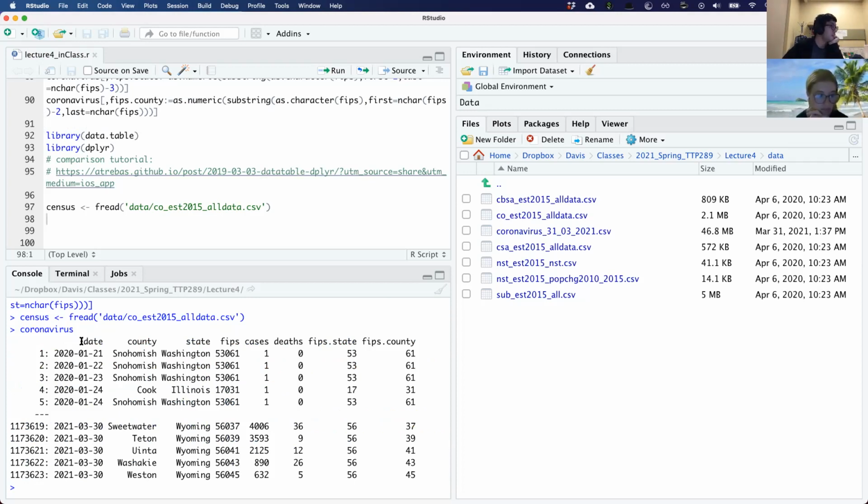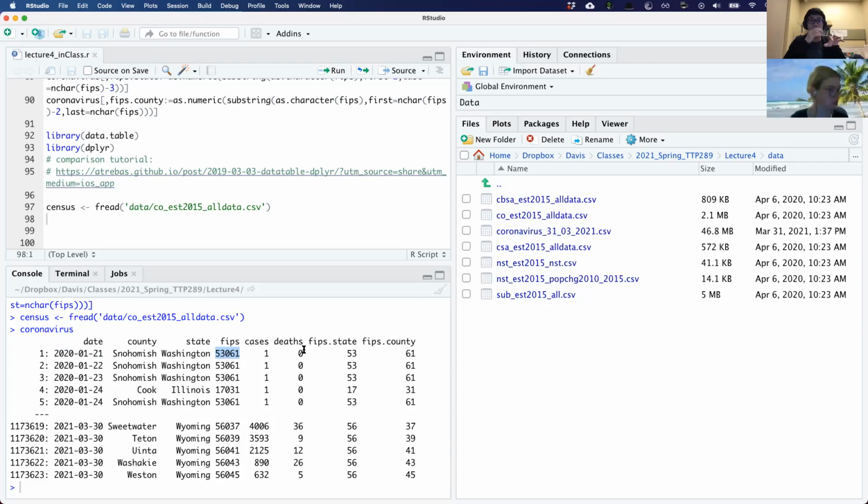So essentially, this is a breakdown of coronavirus cases. There are 8 columns. You've got a date column, county location, state location. FIPS is essentially a standard index for a particular type of location. And so you can actually see the breakdown.